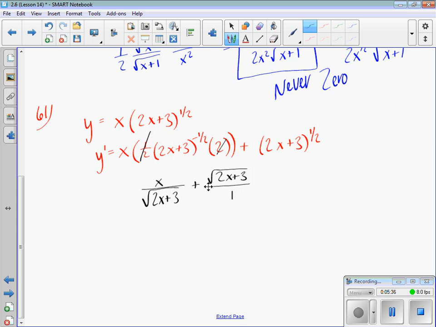Only if it's multiply. Yep, you guys are thinking multiply here. So now I get a common denominator, and what is my common denominator? Square root of 2x plus 3. So I multiply this by square root of 2x plus 3 on top and bottom. So my denominator is just square root of 2x plus 3.